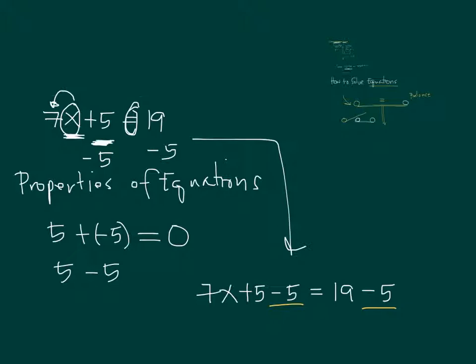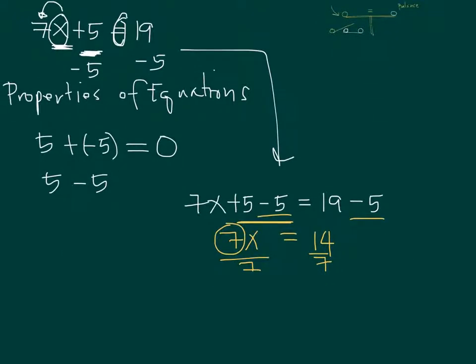Balance, right? So 5 minus 5 is 0. So the left side is just 7x. And 19 minus 5 is equal to 14. Okay? And then we need to eliminate 7. So we divide by 7 and then we divide by 7. You see, to maintain the balance, I'm dividing by 7 on the left side, so I should divide by 7 on the other side.